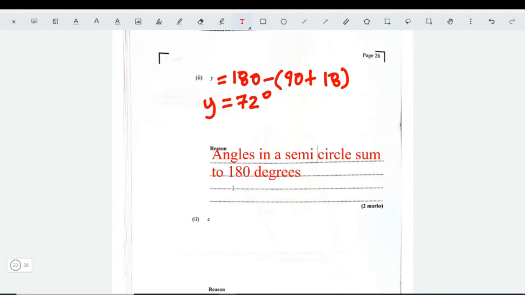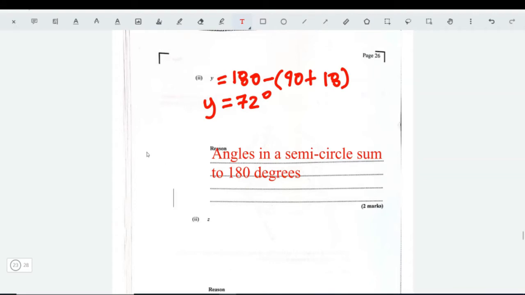Now, once you work out that angles in a semicircle sum to 180 degrees, you can even add another reason and tell them, hence, since we already know that the other angle was 18 and angles in a triangle sum to 180, hence y is 72. But I'm not doing all that talking. If you write this, that is sufficient.